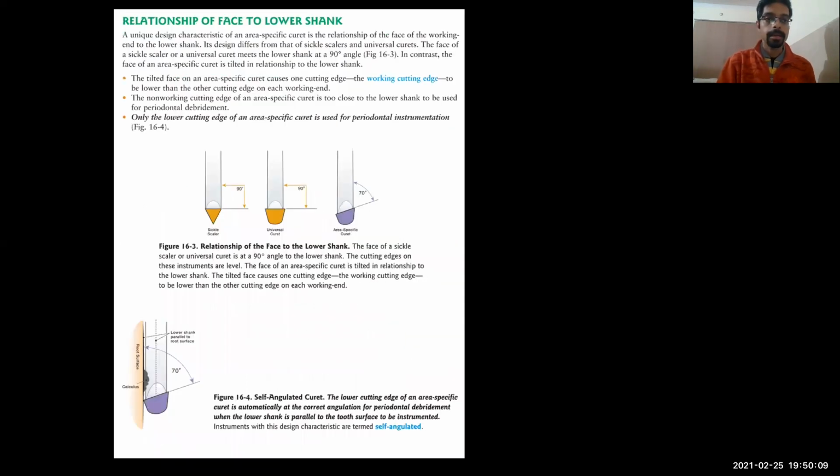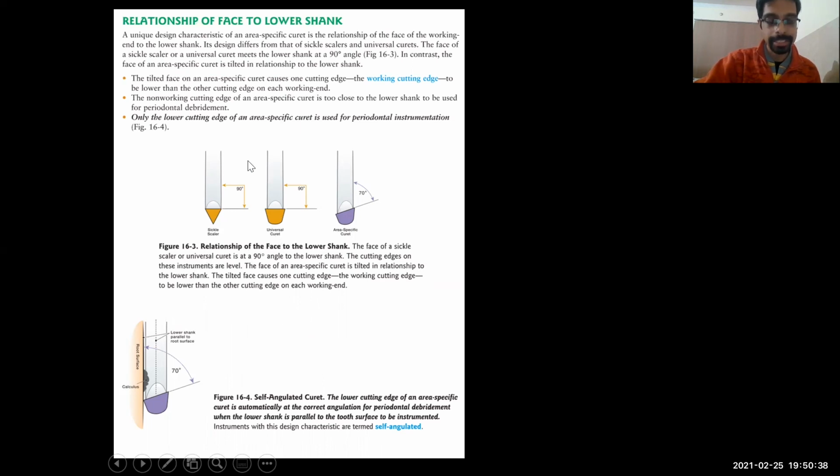Now, how do we engage an instrument with the tooth surface? Sickle scaler, the face is 90 degrees. Universal curette, the face is 90 degrees to the lower shank, and the area specific curette has 60 to 70 degrees. So these two instruments, the sickle scaler and the universal curette, need to be tilted a bit towards the tooth surface so that these cutting edges can be engaged with the tooth surface.